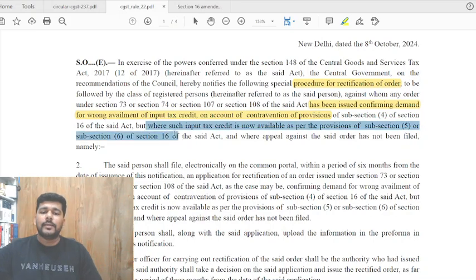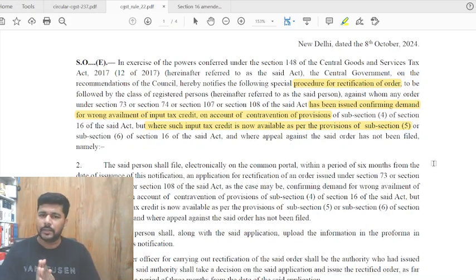But where such input tax credit is now available under 16.5, I am, as I said, limiting my discussion only to 16 subsection 5. So what they are saying is that what this notification is taking care of, let's keep 16 subsection 6 aside, we are only focusing on 16.5.